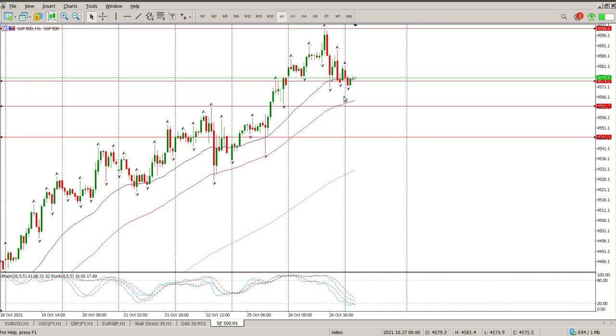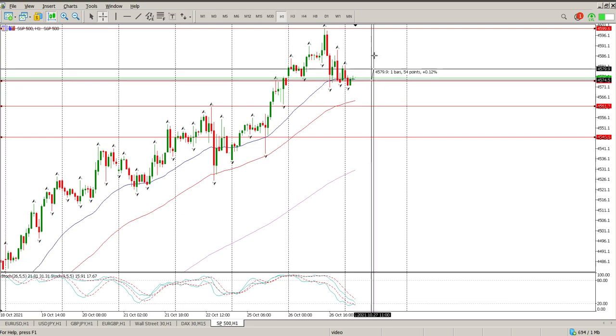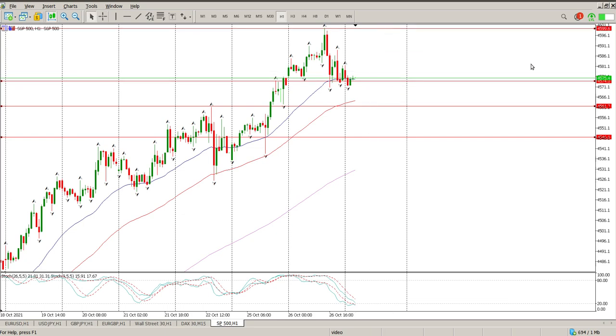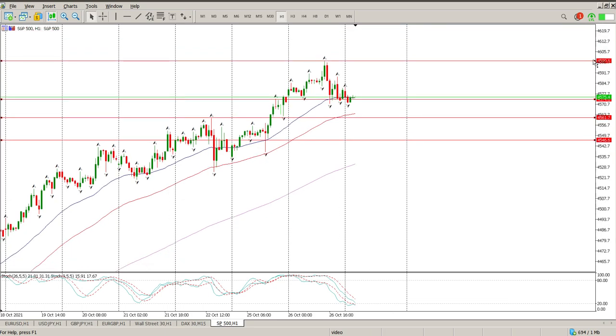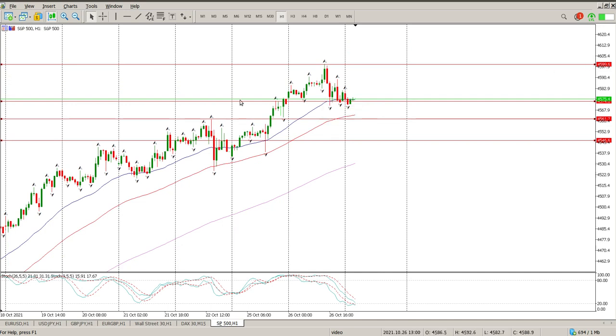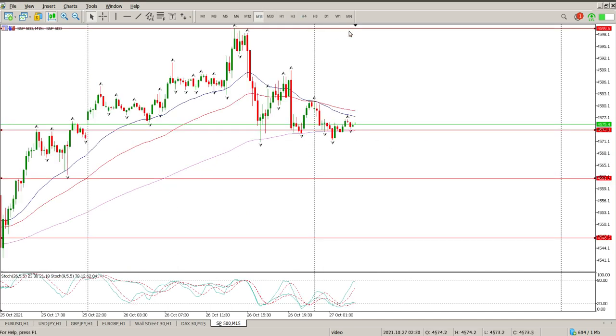So what we're looking for is structure. We're looking for another attempt at 4600, and at the moment 250 points. That's not a bad trade. So yeah, I think drop down to 15-minute for this. Pay very close attention to the structure that you've got in play. And right now you've got a high here from the high of the day, the current high of the day.